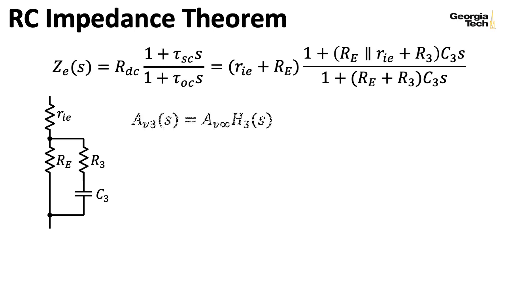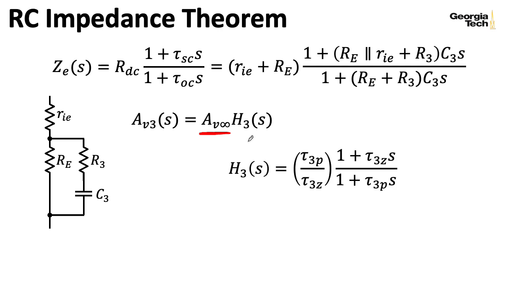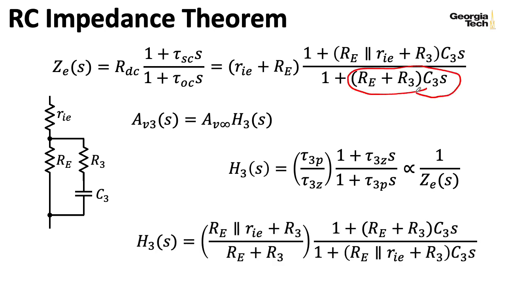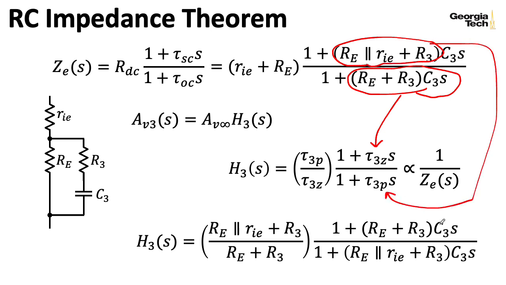Now remember the goal. We wanted to compute our frequency-dependent transfer function as a constant, which we previously computed by just assuming all of the capacitors were shorts, times a shelving function, H3. And this shelving function is proportional to 1 over this impedance. If you remember the overall formula for the gain, it had a bunch of stuff in it, but most of it was not a function of frequency. This was the only thing that had a frequency dependence in it. So if I match things up here, I can say that what's in the denominator here matches with tau 3z, and what's in the numerator here matches with tau 3p. Because remember, I have a reciprocal here, so everything is flipped upside down.